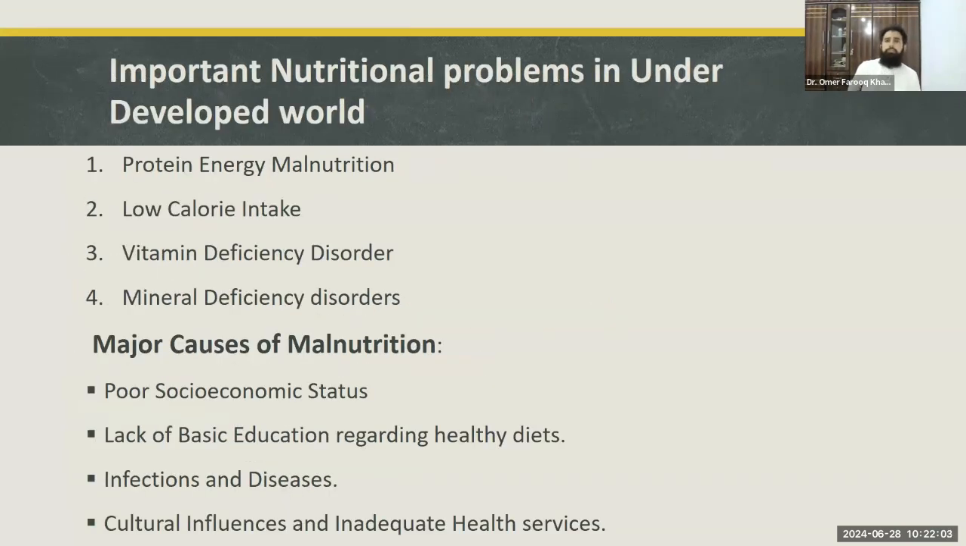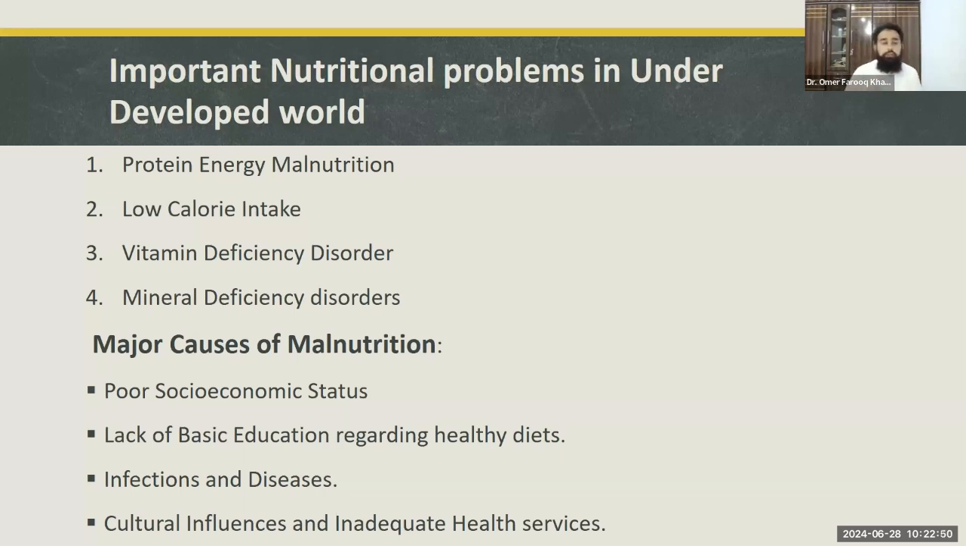Important nutritional problems in the underdeveloped world: number one is protein energy malnutrition, number two is low calorie intake, number three is vitamin deficiency disorders, number four is mineral deficiency disorders. To cover the aspects of malnutrition, we will discuss number one and number two in today's class. We will discuss protein energy malnutrition and low calorie intake related problems, and we will not be able to discuss vitamin and mineral deficiency disorders today due to lack of time, because vitamin deficiency disorder is another important topic and needs a designated, specific time.